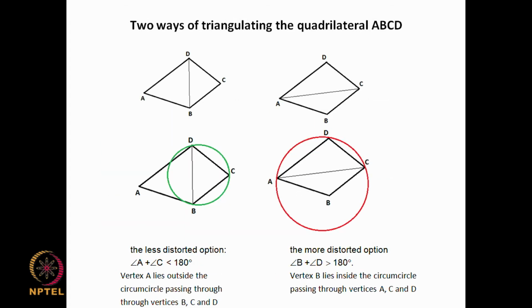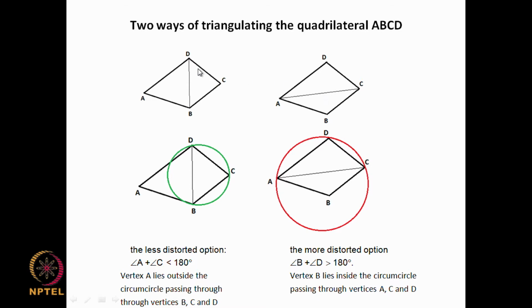That is, if you take a quadrilateral ABCD and you want to make triangles out of this, you can think of two different ways of triangulating it. For example, you can join BD and make two triangles, or you can join AC and make two triangles. So, the same 4 points can be divided into two triangles like this or like this. Okay. Which of these is more desirable?